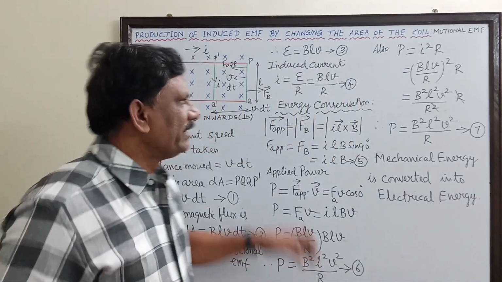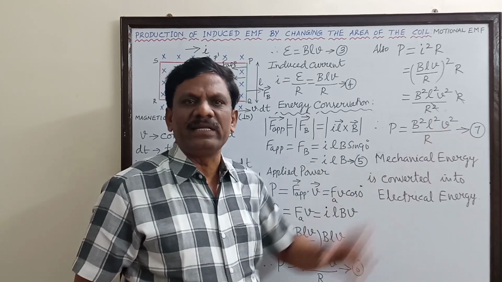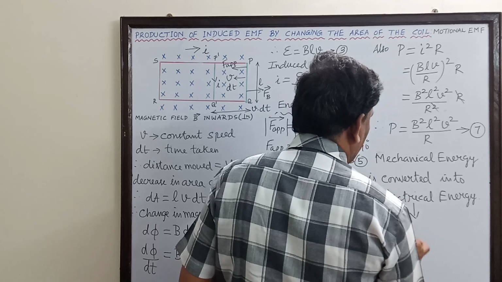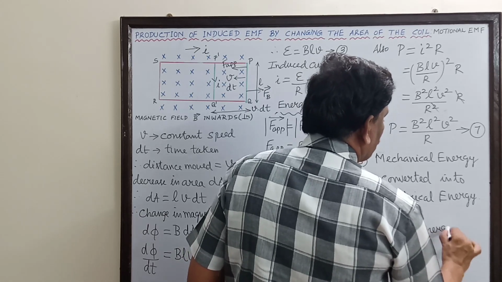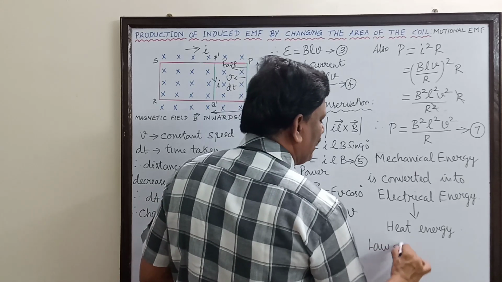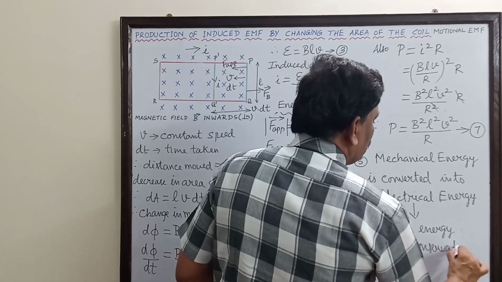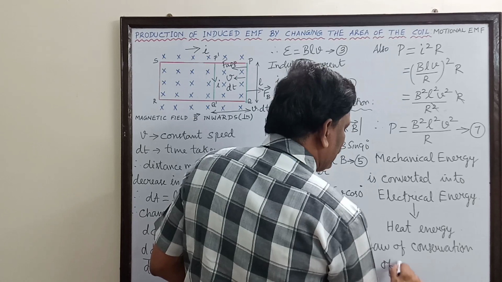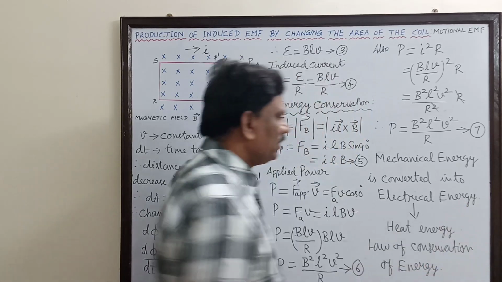And suppose that electrical energy produced is not consumed, if it is not taken out, then it will also be converted into an equal amount of what energy? Heat energy. Okay. So this is in accordance with the law of conservation of energy. So the total energy remains constant.